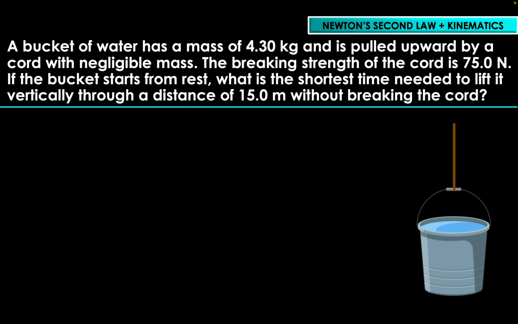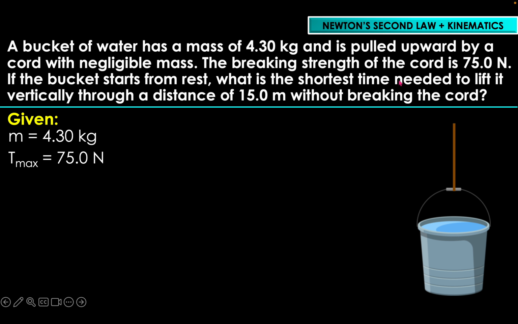Well, I think the best way to start solving, let's say you have no idea that this is Newton's second law in kinematics, we should write the given first. And then from there we analyze what should be done, what equation to use, etc. So for the given, the mass of the bucket with water is 4.30 kilograms. And then it says here that the breaking strength of the cord is 75.0 newtons. So we're going to write it as T sub max equals 75.0 newtons. So the maximum tension force is 75.0 newtons.